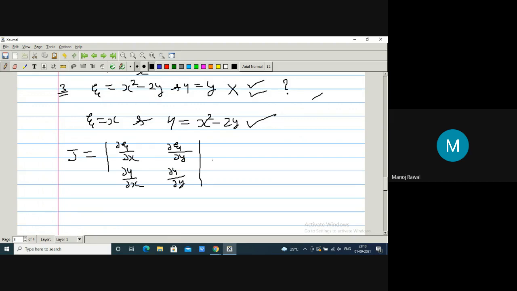So this is our Jacobian. Xi and eta both are given. So please tell me what is this 2 cross 2 determinant, students? 1, 0, 2x, minus 2. And what is the determinant of this? Minus 2, which is not equal to 0. Hence, the choice of xi and eta will be suitable for us.